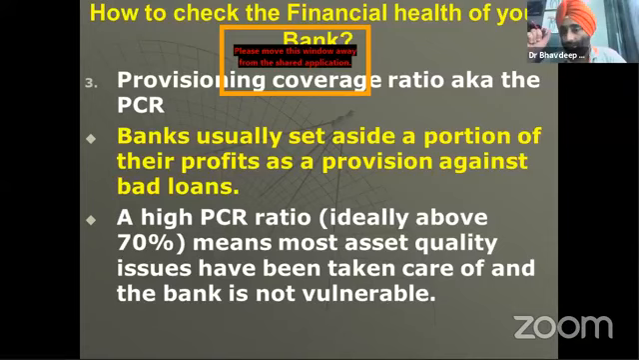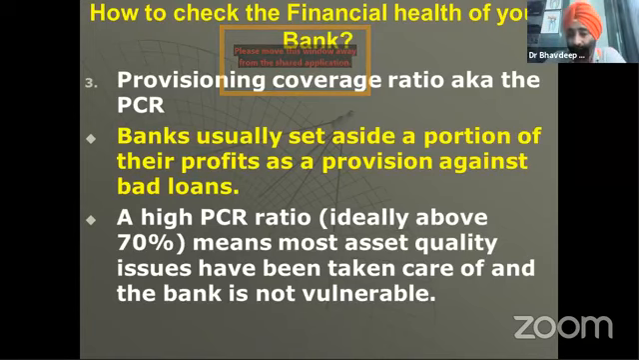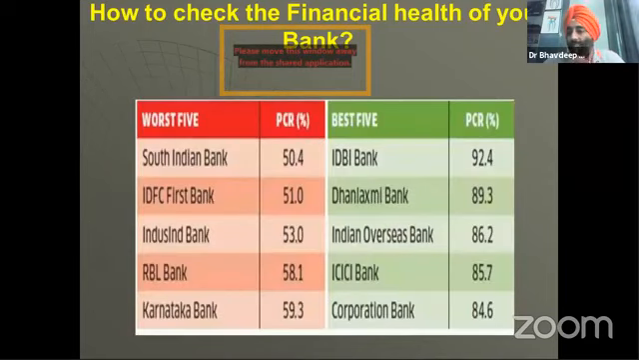Even Axis Bank paid it twice last year, and its penalty was the biggest among all the banks which paid the RBI a penalty. An ideal PCR is above 70%, which means asset quality issues have been taken care of and the bank is not vulnerable. So let's see the PCR-wise banks.